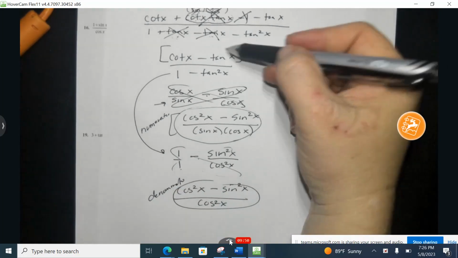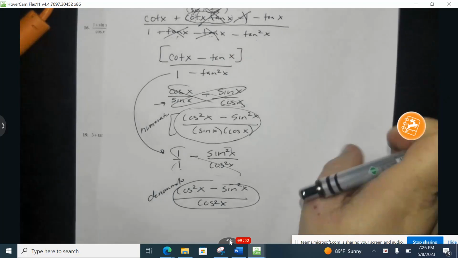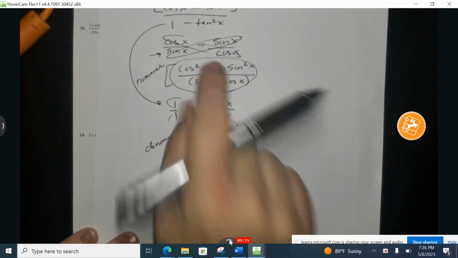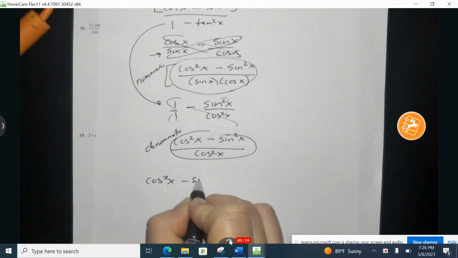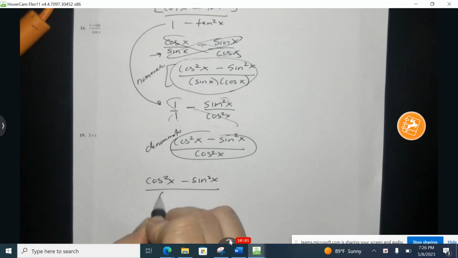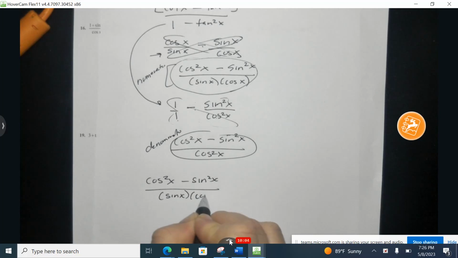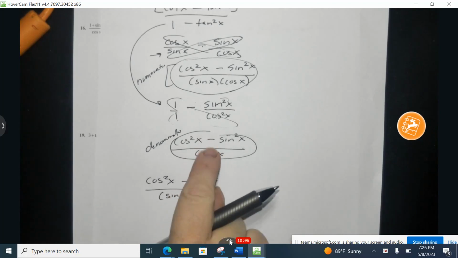Okay, and remember, I want to take the numerator and divide it by the denominator. That's what I'm going to do next. So this is another way to rewrite the numerator. So I'm going to write down cosine squared x minus sine squared x over sine of x times cosine of x. And now I want to divide it by the denominator.